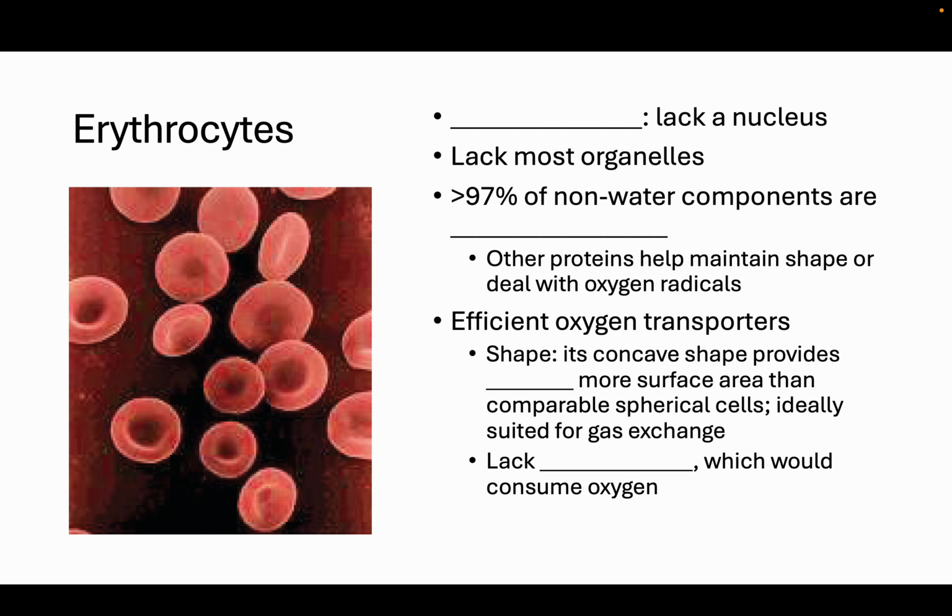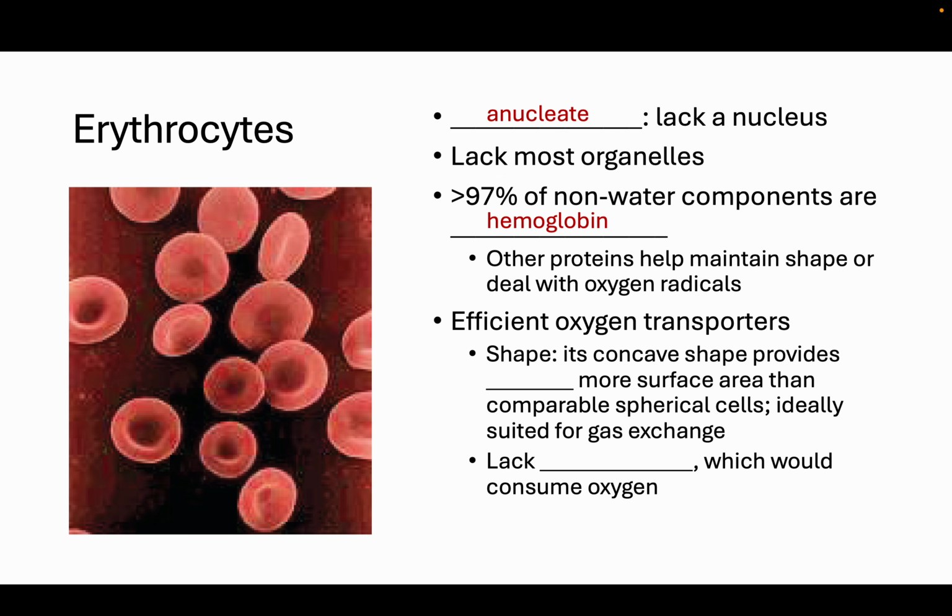Erythrocytes are not a true cell because they are anucleate, so they lack a nucleus. In fact, they lack most organelles. They get rid of things like their mitochondria, meaning that the metabolism is mostly through glycolysis. All of this is to help make room for the hemoglobin that the red blood cells form. Really, the rest of the proteins are mainly there to help maintain shape or deal with the oxygen radicals that could potentially form. They are efficient oxygen transporters.